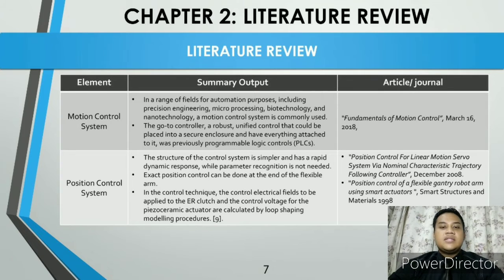Okay, to assist my research on motion control of rotational crane robot using Arduino, I made some literature review to help me to complete this research. Number 1 is I made a literature review on motion control systems, in a range of fields of automation purpose including precision engineering, microprocessing, biotechnology and nanotechnology. A motion control system is commonly used.